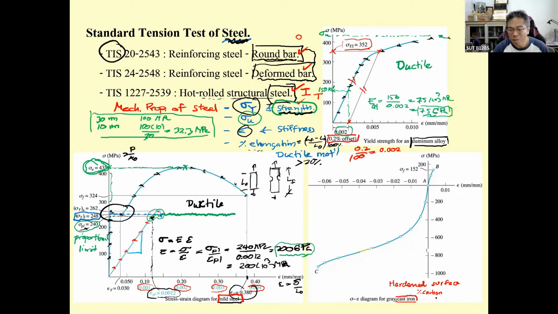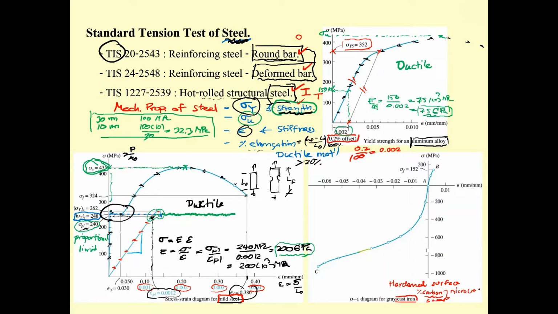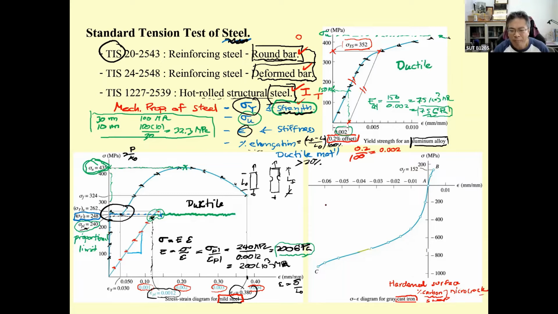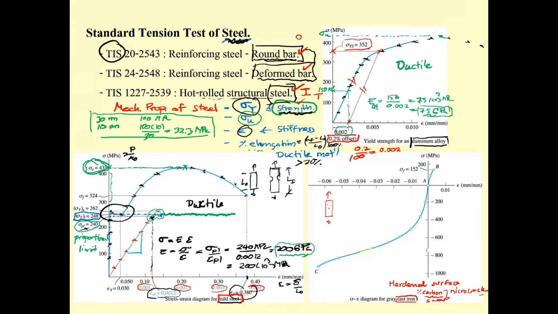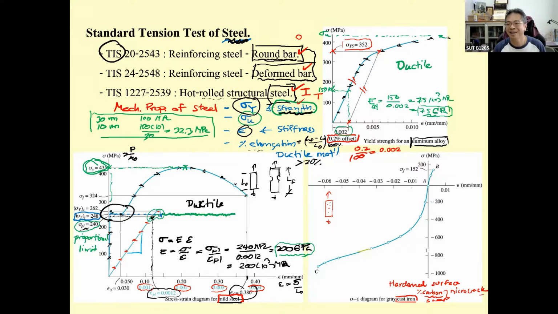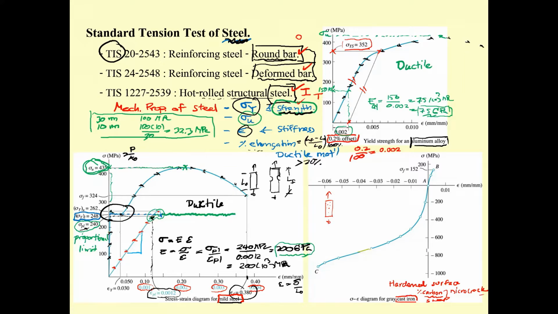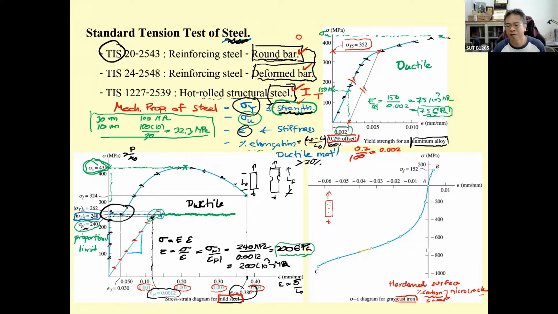Okay, however, by putting carbon into the steel, you will have micro cracks in the material. So when you test this cast iron in tension, the micro cracks that appear in this specimen are usually going to open.